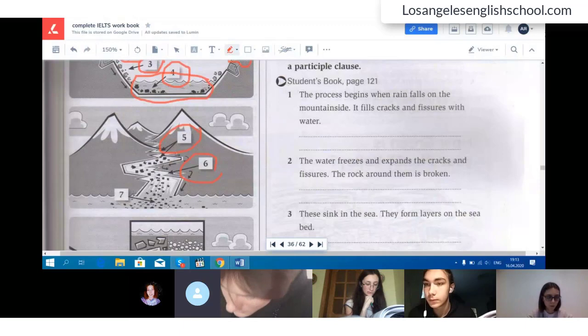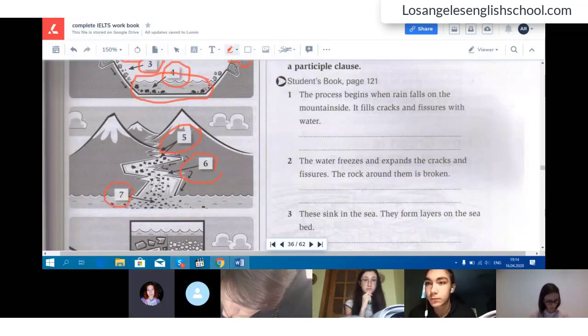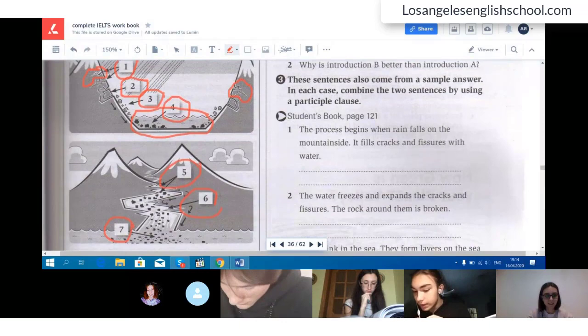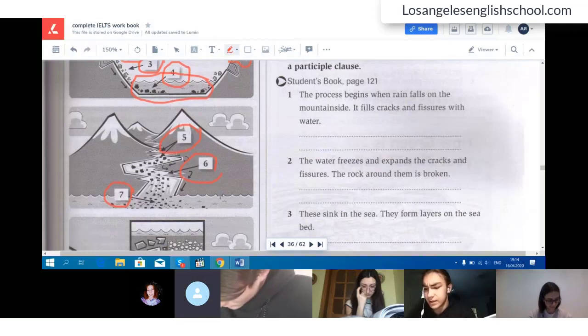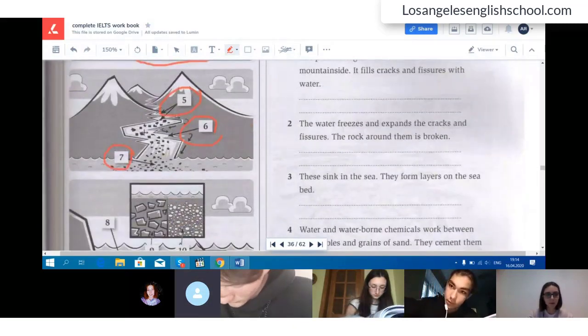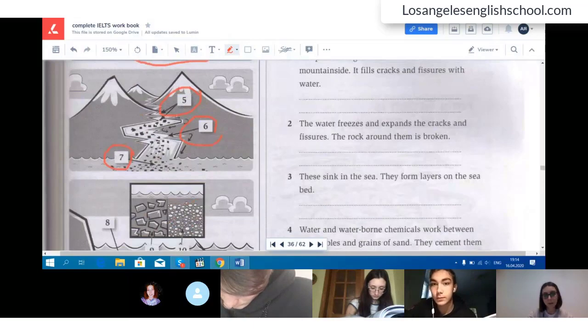Okay, so now number 7. What do you, Mark, have for this? Number 7, I thought it was a river, but now I think it's a sea. Yes, that's correct. First they fall into the river, and then the river moves them into the sea.